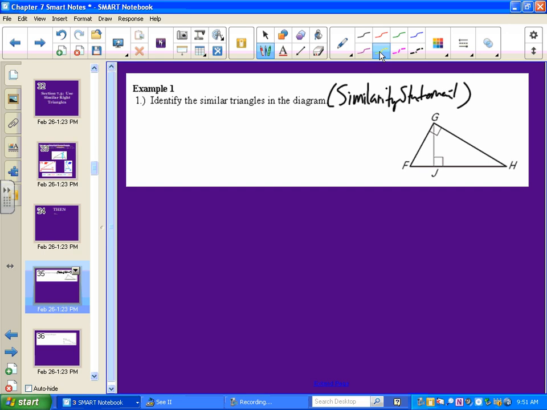So we have the original triangle here, triangle HGF, and we have triangle FJG, and triangle GJH. Hopefully you all see all three of those triangles. Notice I don't have a similarity statement up yet because I don't know which angles are corresponding. Once again, this is something that students struggle with. If you struggle with it, I highly recommend you go through the process that I go through.